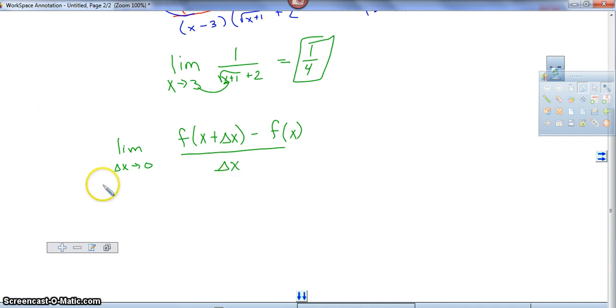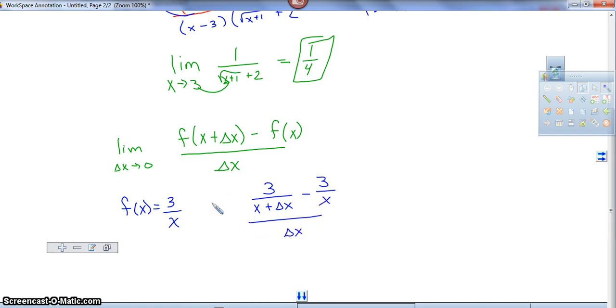So I'm going to let f of x be a function. I'm going to make it 3 over x to show you something with common denominators. So now, if I'm using this limit that they have up here, if I put in x plus delta x, I'm going to have 3 over, and instead of just being x, I'm going to have that whole thing, x plus delta x. That's the first part. Minus f of x, which was just 3 over x, all over delta x. And I want the limit of that as delta x approaches 0.